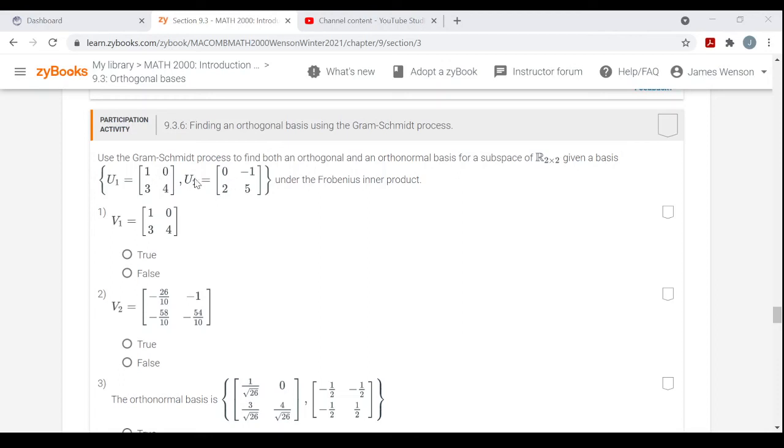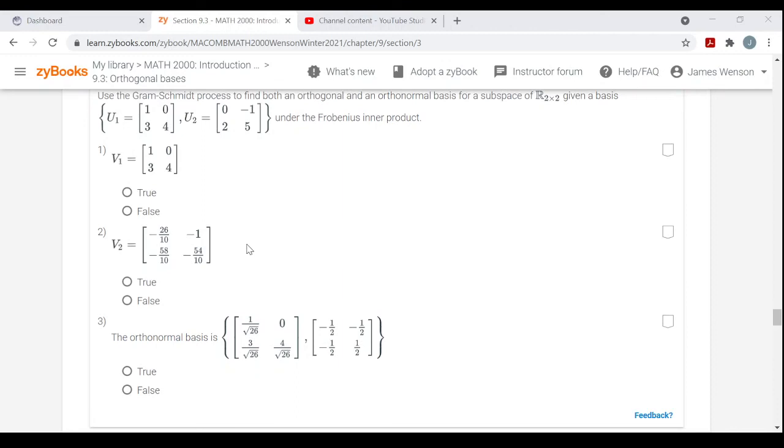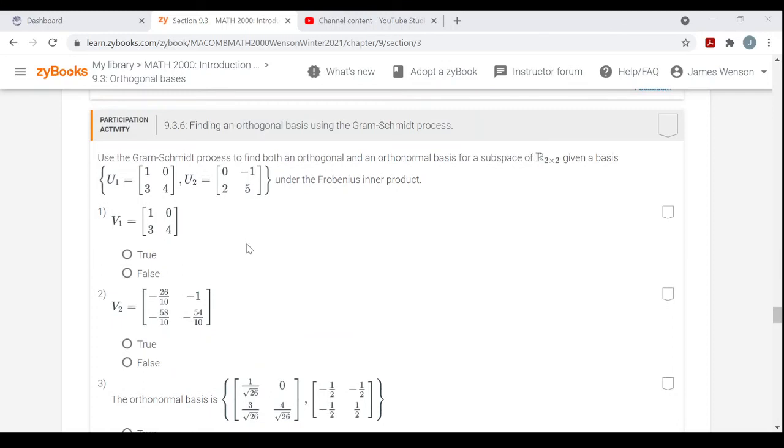And then, these are under the Frobenius inner product. These are not orthogonal, right? The Frobenius inner product would be like 26, not 0. So I take this basis for a 2-dimensional subspace of R2 by 2, and I can construct an orthogonal, and then therefore an orthonormal basis for that 2-dimensional subspace.